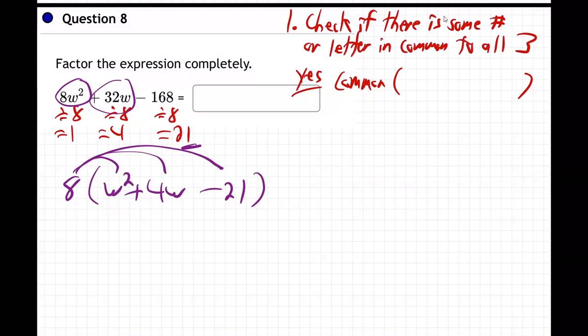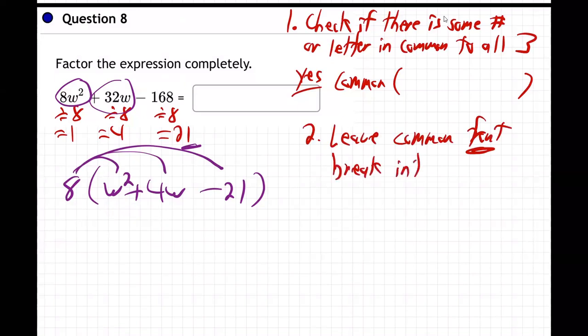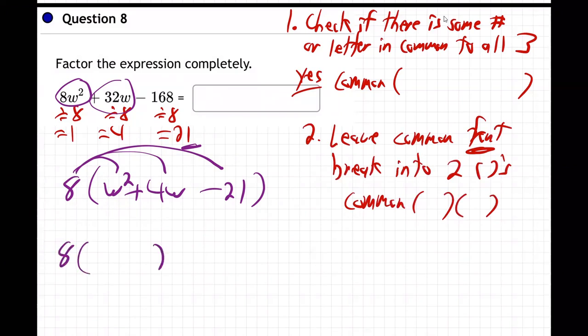So now, step 2: leave the common in the front and break the rest into 2 parentheses. So we're going to have the common factor, and then 2 parentheses. I'm going to leave that 8 in the front and do 2 parentheses. And how exactly is it going to work?